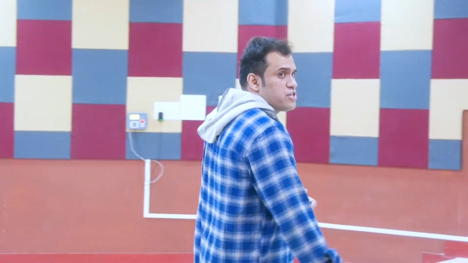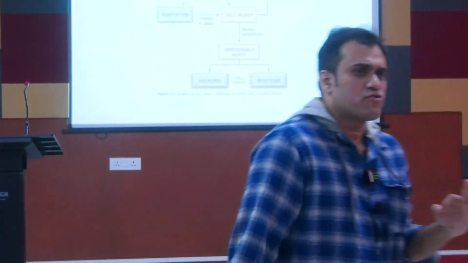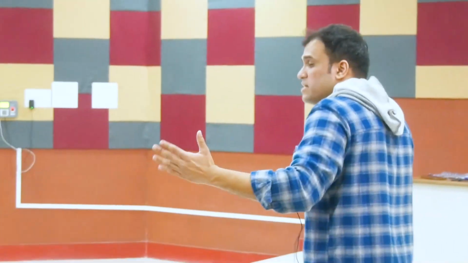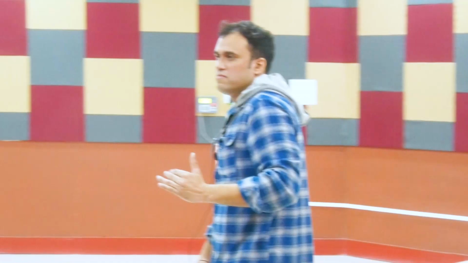Now, just remember, if the cell injury is mild or transient, these are just crude examples I'm taking, that is called reversible cell injury. It means the injury reverts back to normal.